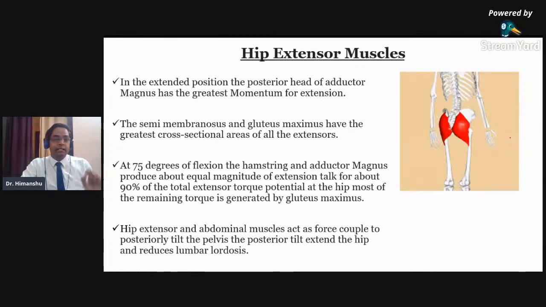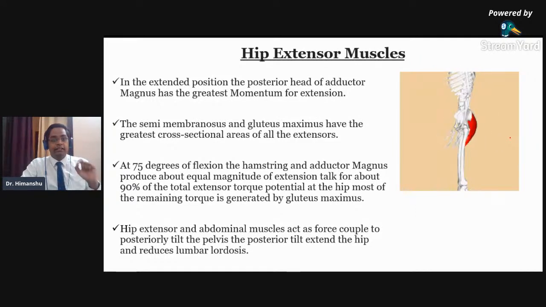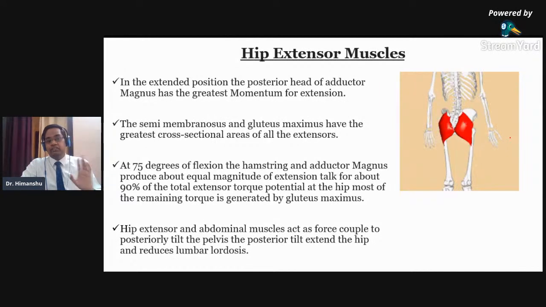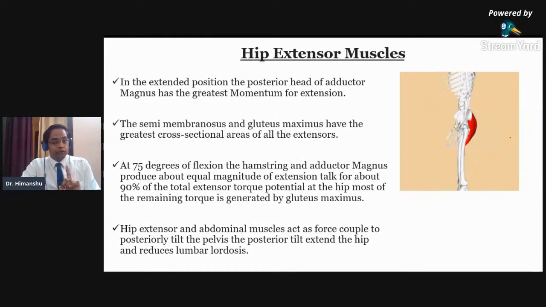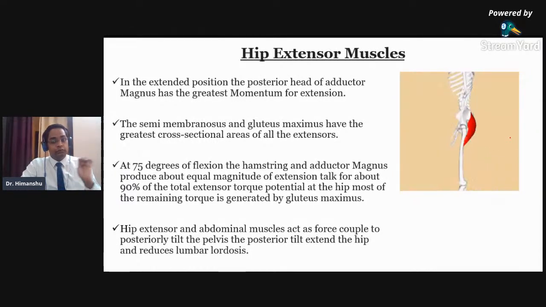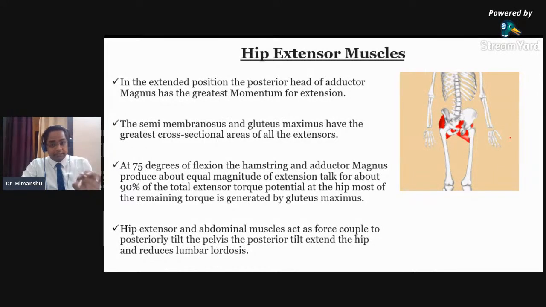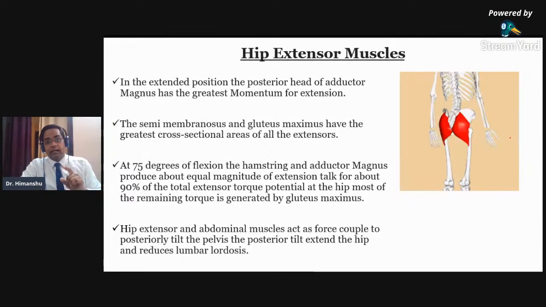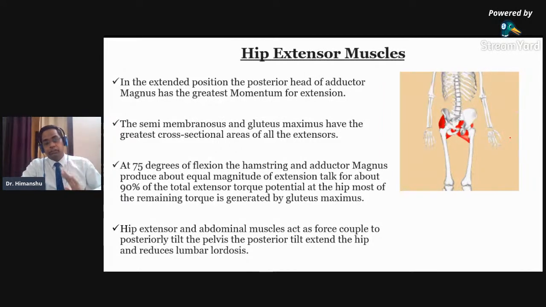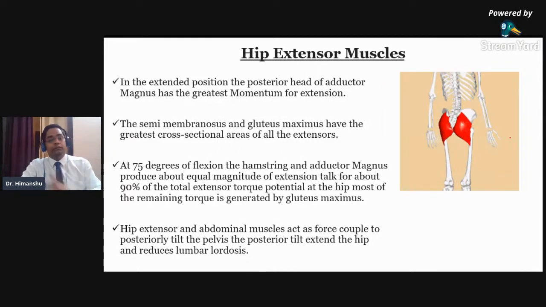Now, in the extended position, the posterior head of the adductor magnus has the greatest moment arm that I told you earlier also. Although in the extended position the highest moment arm is of adductor magnus, the cross-sectional area of gluteus maximus is too much, so the force production is always more by the gluteus maximus.